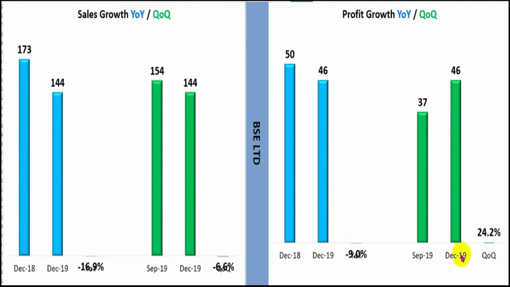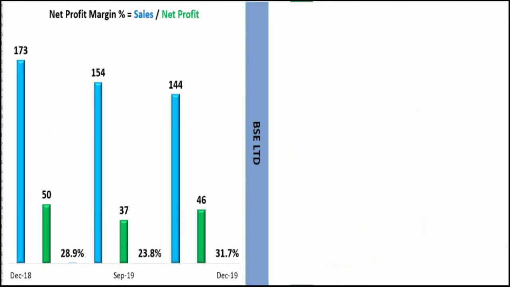Whereas from quarter on quarter, there has been a growth, but this is not valid since already YOY there was a negative degrowth. So we consider the negative as the degrowth rate for the profits. Finally, let's look at the net profit margin on a quarterly basis.